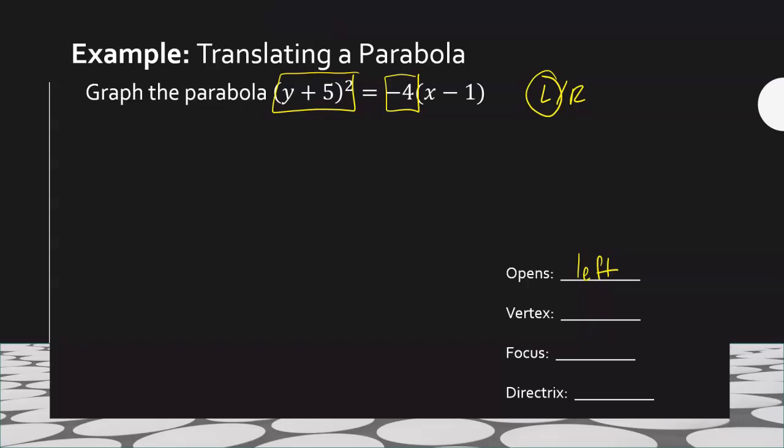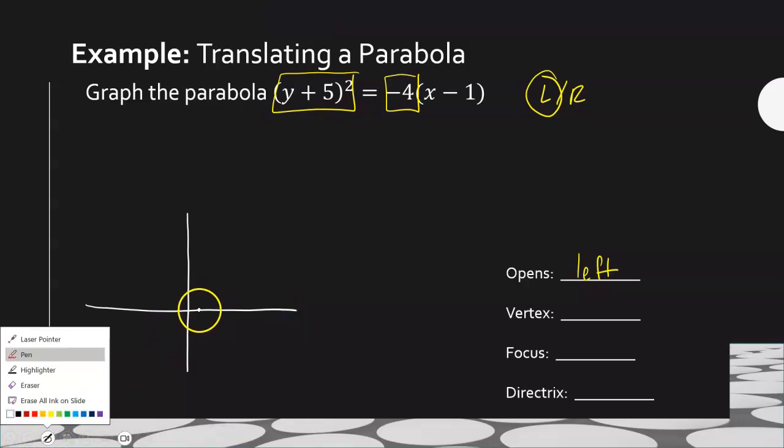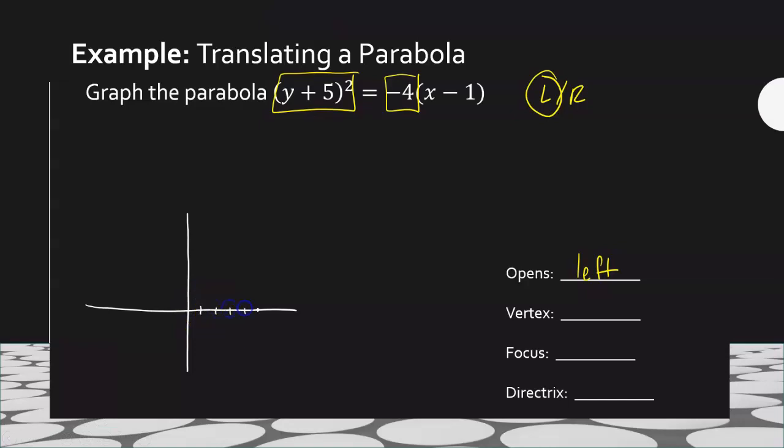Even if it doesn't ask for that, you always want to look to see if it opens left or right, because that's going to help us when we go to find these other values. Now, for this one, it might be easier to just sketch a graph. Okay, so let's think about where that would be. Let me put some dash marks here.